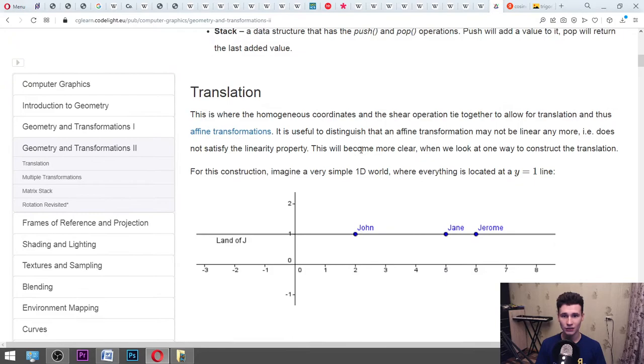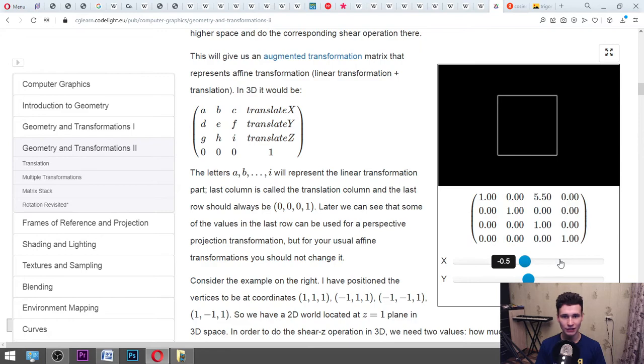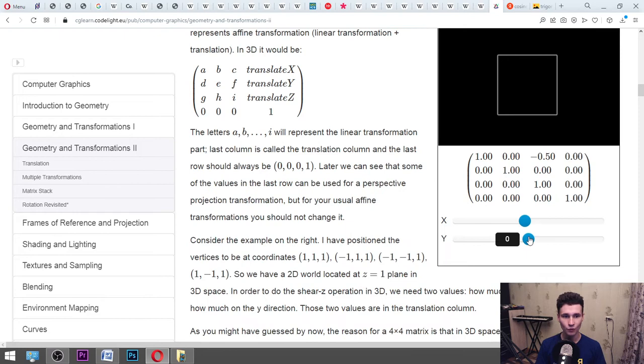Okay, translation, we have some changing. It is kind of shear and skew we have here, and some of the changing of translate x, translate y, translate z. Okay, it is specific, like, movements. And what is translate, actually, in English language? Let's learn it.